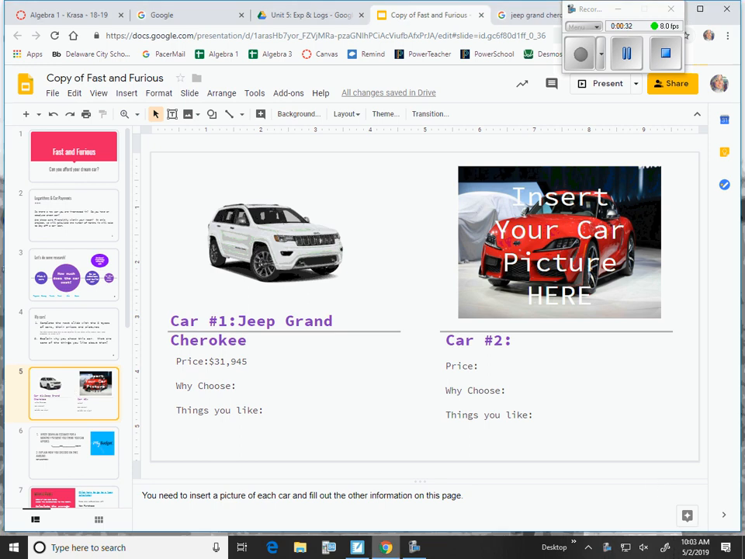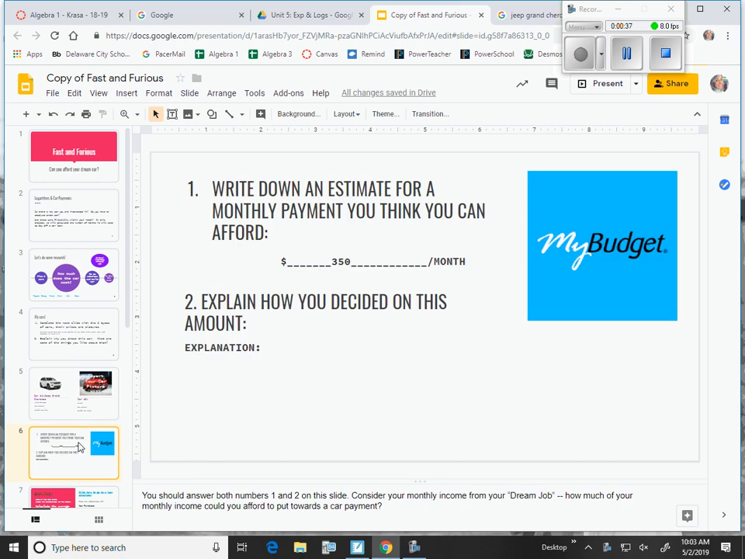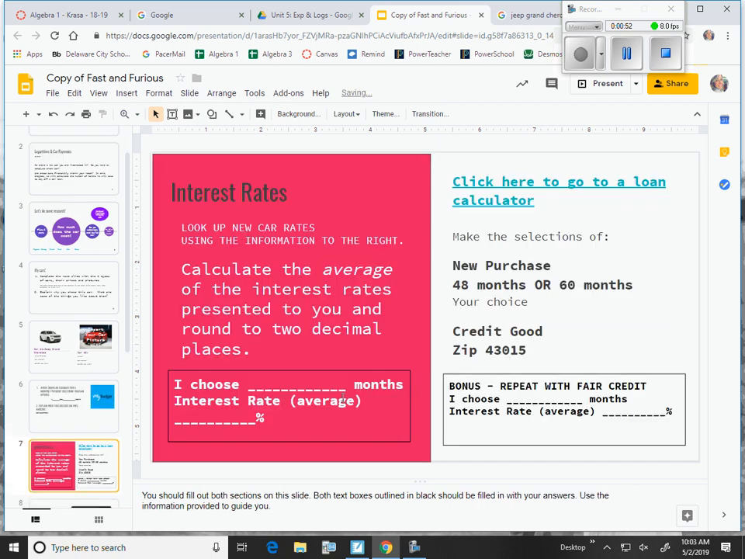Okay, here I go to my next slide. This should already be done for yours as well. You should have picked out the estimate for your monthly payment. I just went ahead and did 350 bucks. Obviously, you need to have your explanation in number 2. So those things should be complete. And then we get to the interest rate portion.